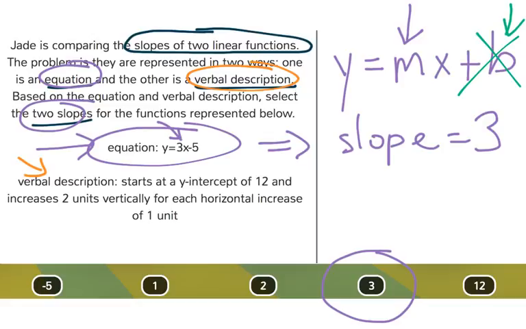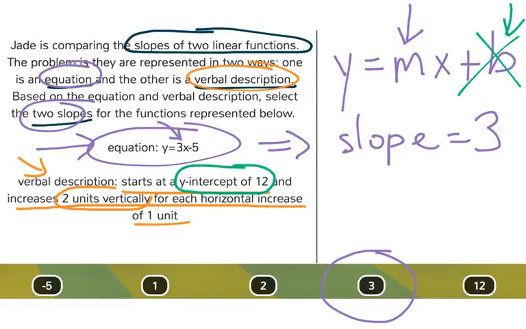And then in the verbal description, let's go read it. It starts at a y-intercept of 12. The y-intercept for a linear equation is the constant, or the b, right, in that standard form, and that's not the slope. The second part of that verbal description says increases 2 units vertically for each horizontal increase of 1 unit. That 2 units vertically is the key.